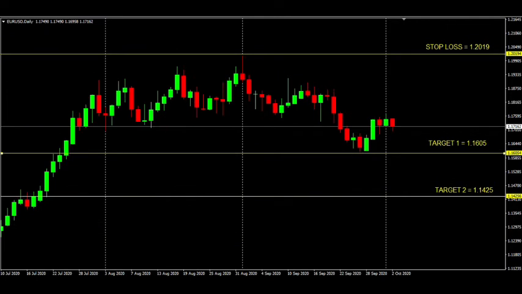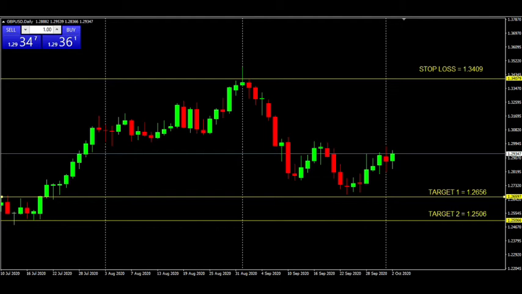Then we are going to short the Euro USD as well, with our first take profit at 1.1605 and the second take profit at 1.1425 with the stop loss at 1.2019.